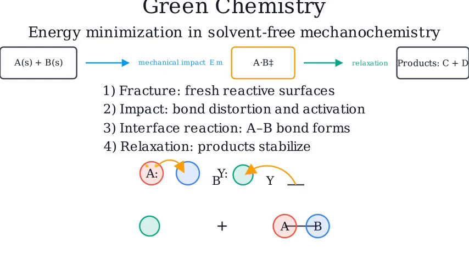Part 2. Mathematical principles. We describe the energy along a reaction coordinate as a baseline, then a barrier, then a product well. Mechanical impacts inject energy per collision and effectively raise a mechanical temperature, leading to a rate constant proportional to the collision frequency times an exponential of minus delta E double dagger over k_B times T effective.